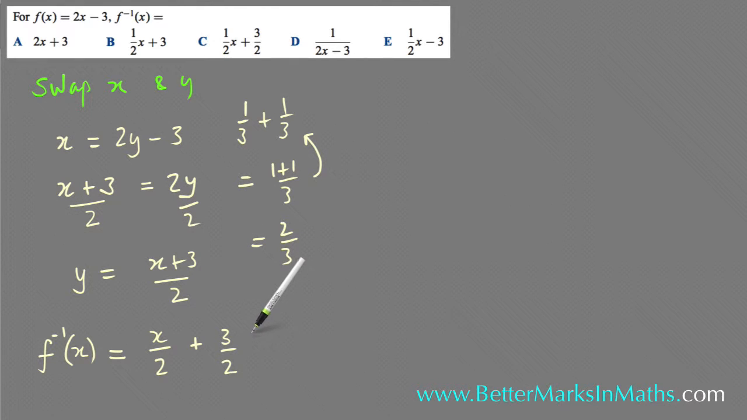So that's how you find the inverse of a function. Just swap x and y, then rearrange to make y the subject, and you end up with the inverse function.